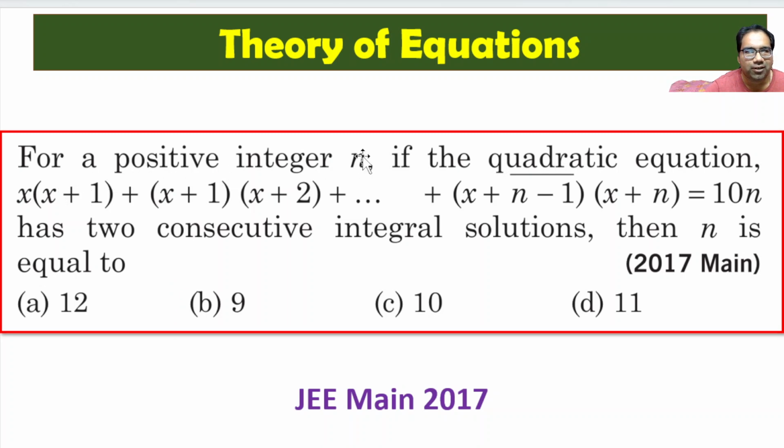Here we are given that for a positive integer, the quadratic equation x into x plus 1 plus x plus 1 into x plus 2 plus x plus 2 into x plus 3, likewise plus x plus n minus 1 into x plus n, equals 10n. This actually is a quadratic equation. Basically, this is the sum of n quadratic equations, right?